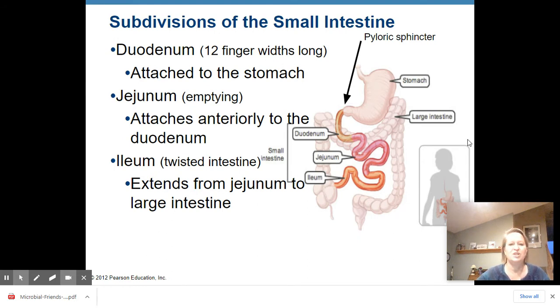And then the jejunum is attached to the next portion, so that's right here. And the word jejunum means emptying. And then the ileum is the last portion that twists and turns. Ileum means twisted intestine, and it joins the cecum right there.